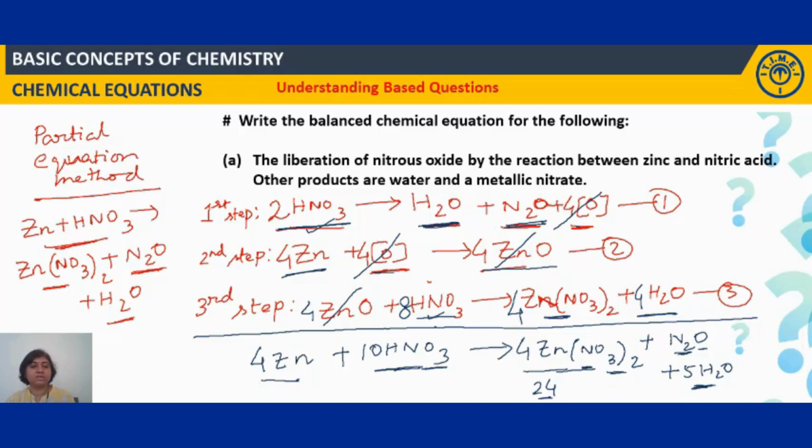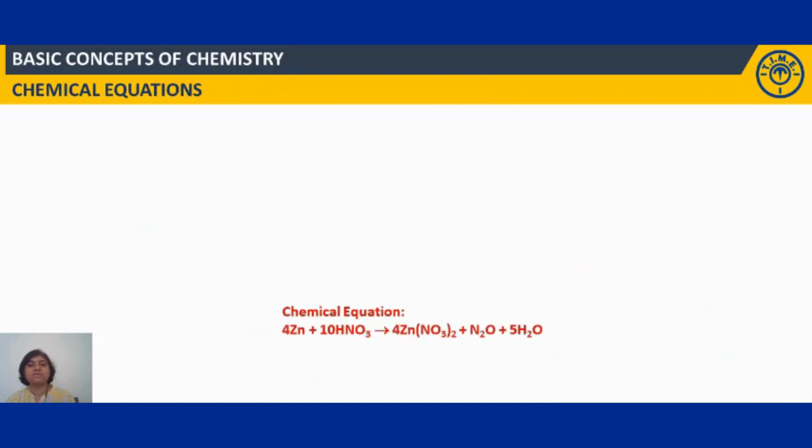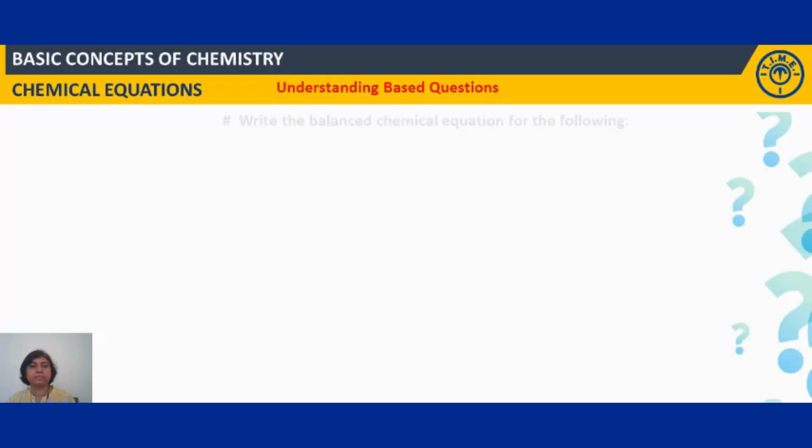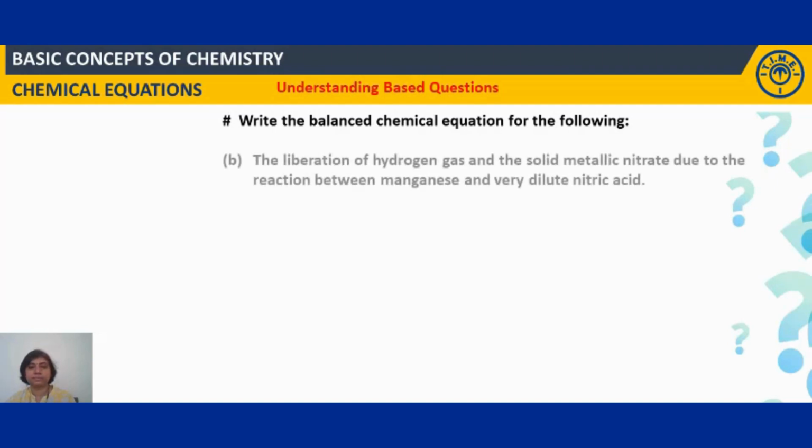Okay, let us look at the solution. So solution is 4Zn plus 10 HNO3, 4Zn(NO3)2, N2O plus 5H2O. Done? Okay. Let's move on to the next question. Write the balanced chemical equation for the following.